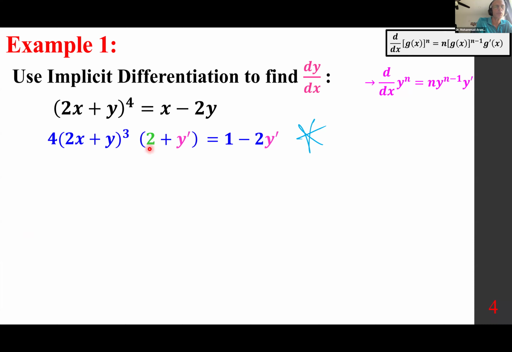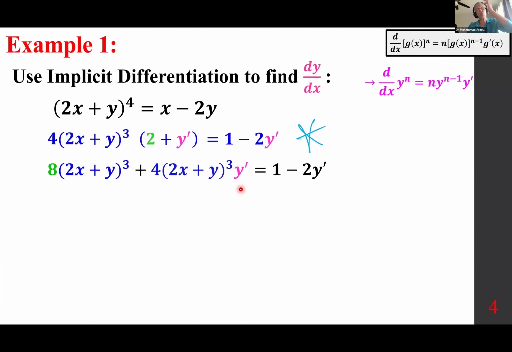Now we are going to distribute the 2. 2 times 4 becomes 8. And this one, we just write as y prime. So one more time: 2 times 4 is 8 times (2x plus y) cubed. And then you write this piece intact times y prime. You are distributing. Because we want to solve for y prime, anything involving y prime should come to the same side. That means you're going to move this to the left and make it positive 2y prime.